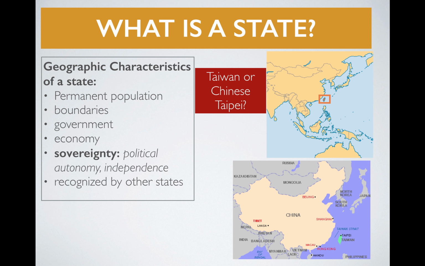And that can get real controversial. In fact, both of those final two can become very controversial. It's pretty easy to establish the first four. It's pretty difficult to establish sovereignty and to get other states to actually recognize your state as a state.